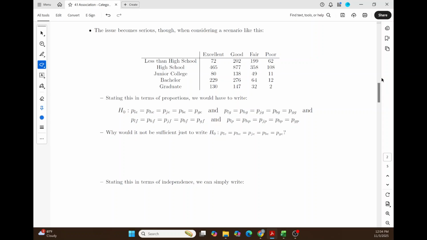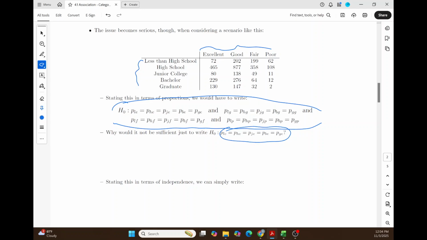Once you start to consider tables that are bigger than 2 by 3s, take a table like this one, for example, that's a 5 by 4. When you have to start to write out all of the various proportions, you can see that it becomes a huge pain to write the null hypothesis in terms of proportions. And you might think, well, why can't we just use this simplified version? Why can't we just write the first thing? Well, it's the proportion of people with less than a high school education who are in excellent health is the same as the proportion of people with a high school education in excellent health, and so forth.